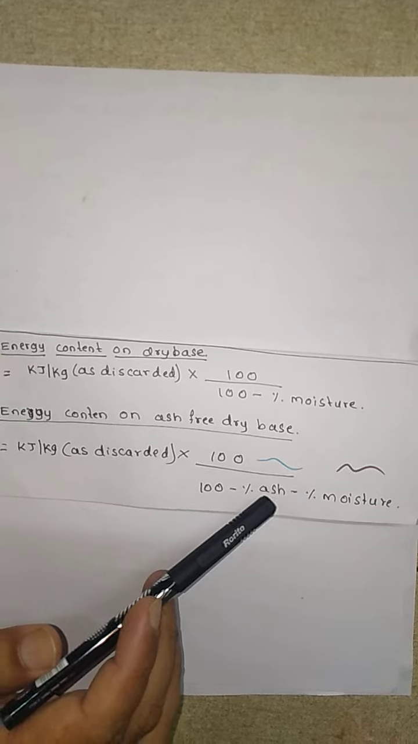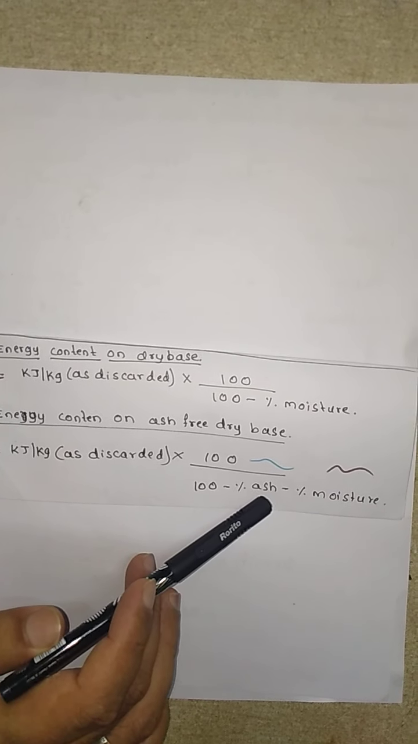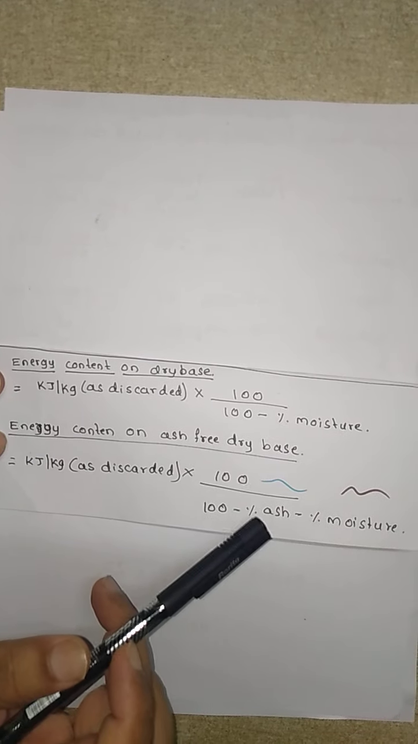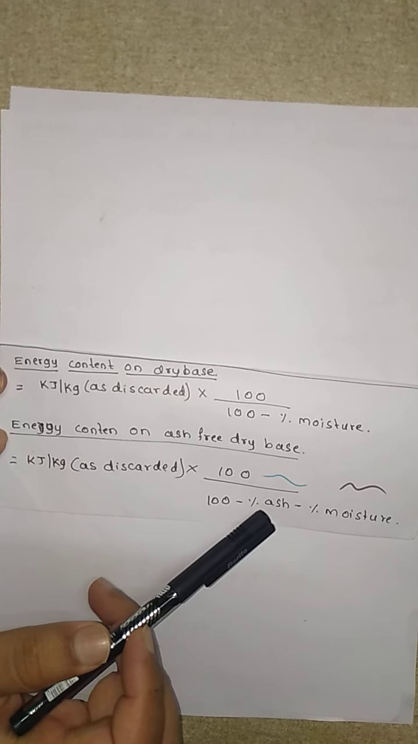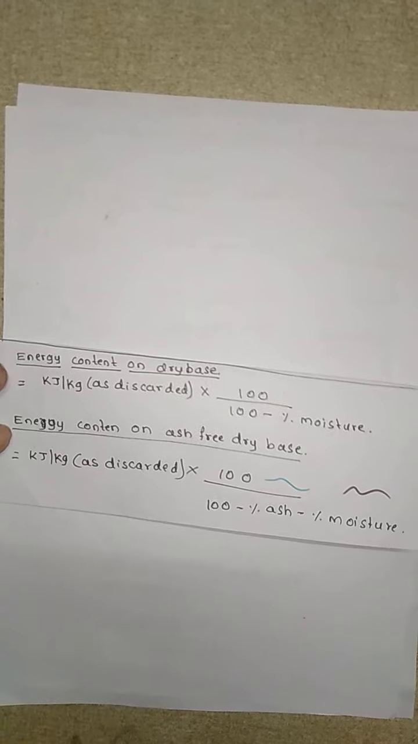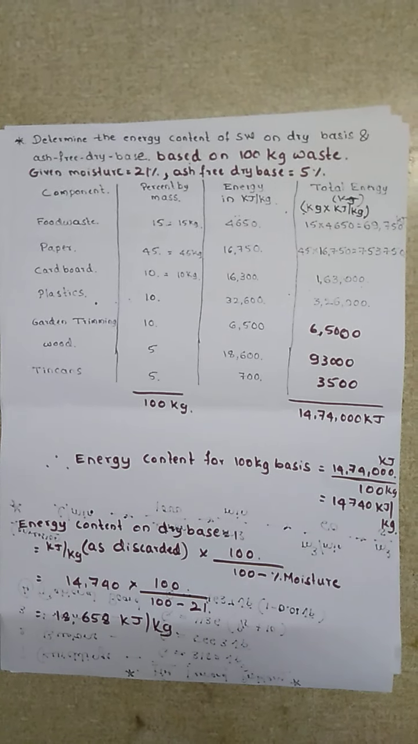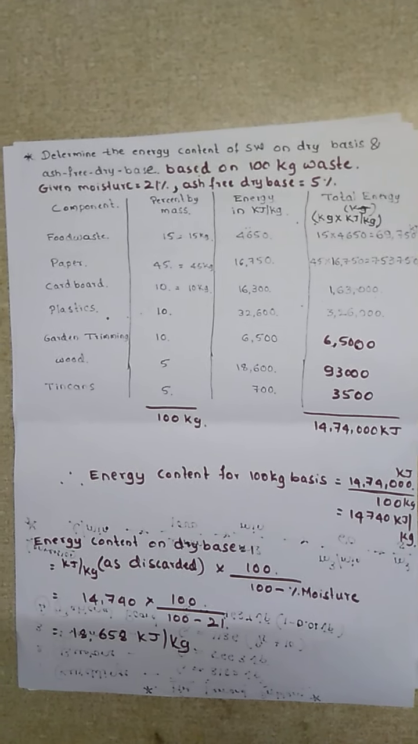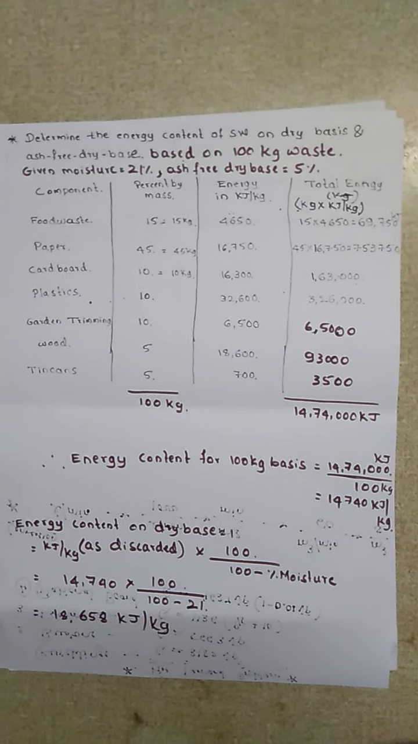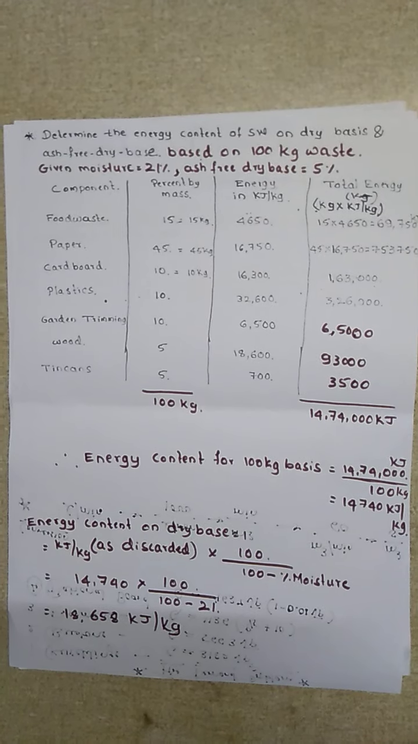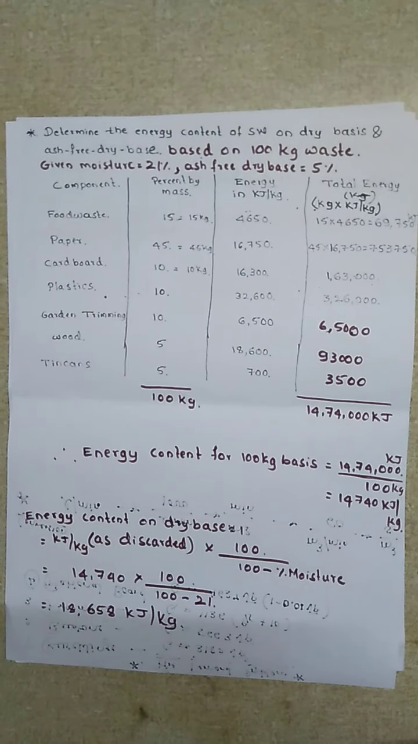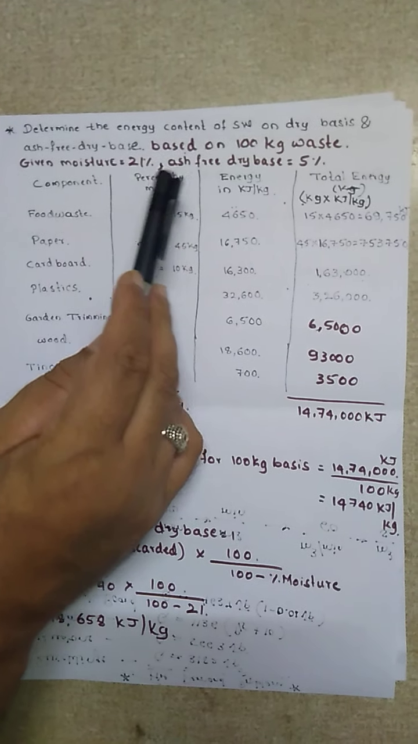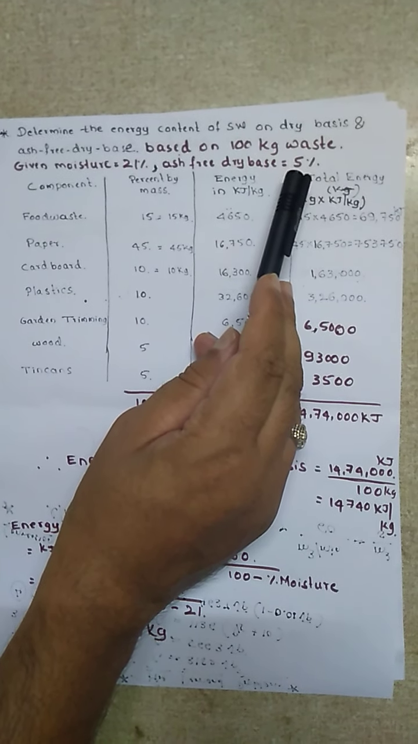Here we are going to subtract the ash, whatever content we get in the problem. Here moisture content and ash content will be given to you when we solve the problems on both. Now determine the energy content of solid waste on dry basis and ash free dry basis based on 100 kg waste, given moisture is 21% and ash is 5%.